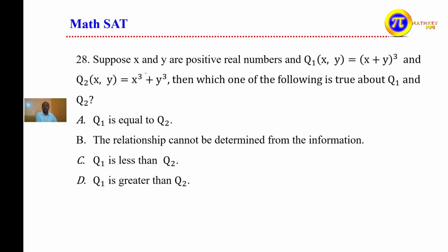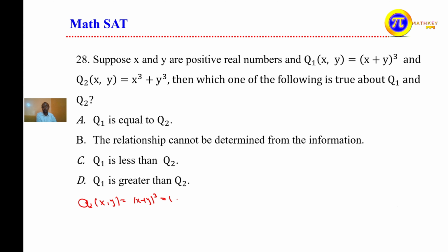Let us consider the next one. Suppose here we have two functions, Q1 of x, y equals (x plus y) cubed, and Q2 of x, y equals x cubed plus y cubed. If that's so, that means Q1 of x comma y is equal to x plus y cubed, which is equal to what?